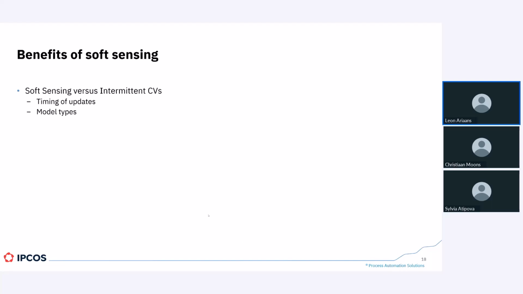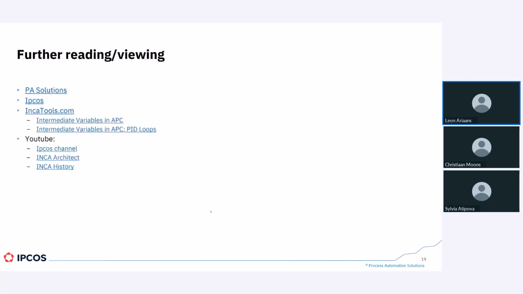The model types that you can use for soft sensing are not limited by the requirements that your MPC has for the model. And, not mentioned on this slide, the bias mechanism, the updating of the bias, is also a powerful feature.